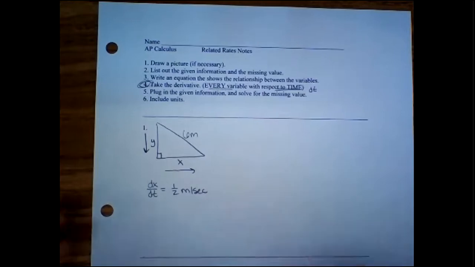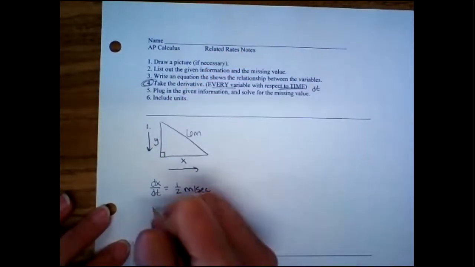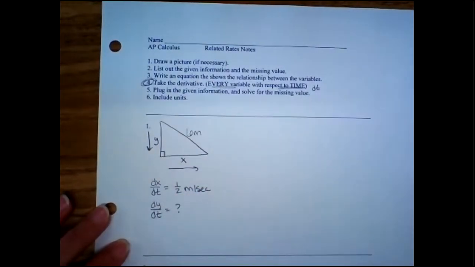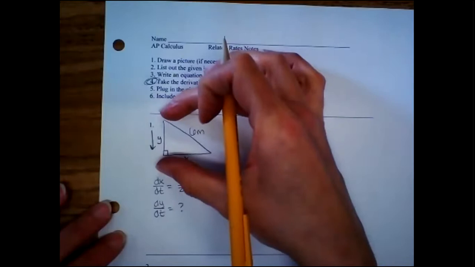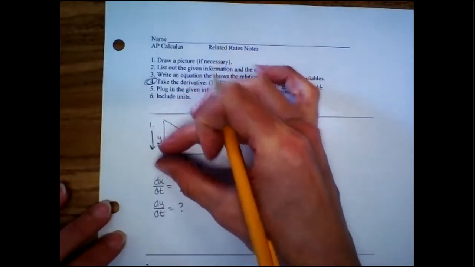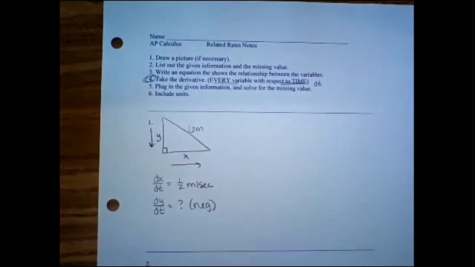Our question mark was how fast is the top of the ladder sliding down? So our question mark is dy/dt. That's what we're looking for. Should it be positive or should it be negative? Good. Negative, because it's sliding down, this distance y is shortening. This is getting smaller and smaller. I just always write myself a note. So if we do this problem and get a positive answer, we can be like, oh, we had a whoops somewhere and fix it.